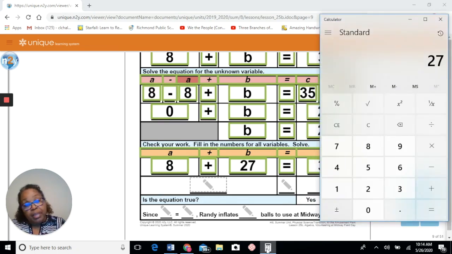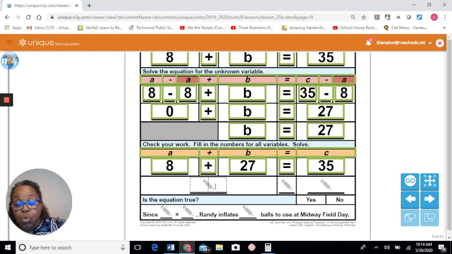Use our calculator, may as well, we have access to it. Let's clear it out, and we type 8 plus 27. What will it equal? Ta-da, it equals 35. So on this side of the equation, we now have what? 35. We use our equal sign because that is the way the equation equals 35.